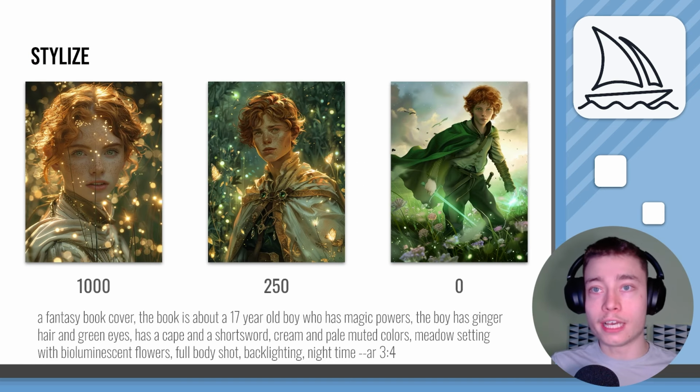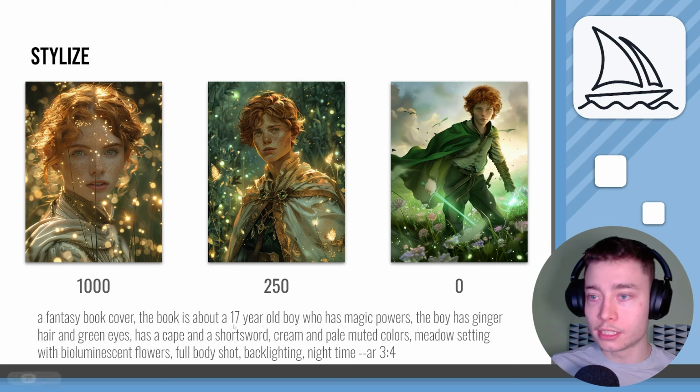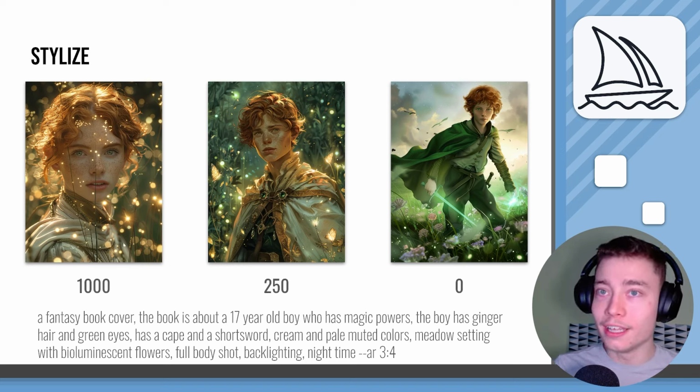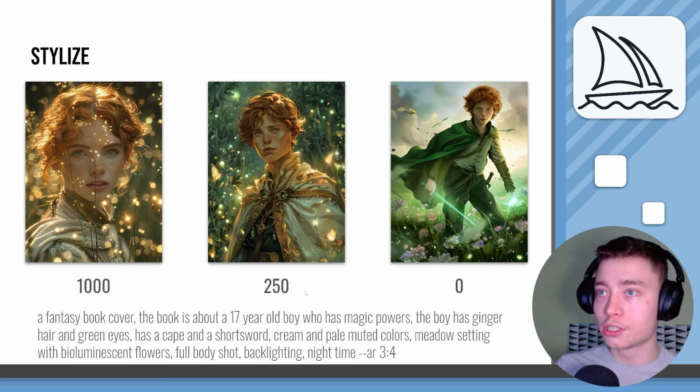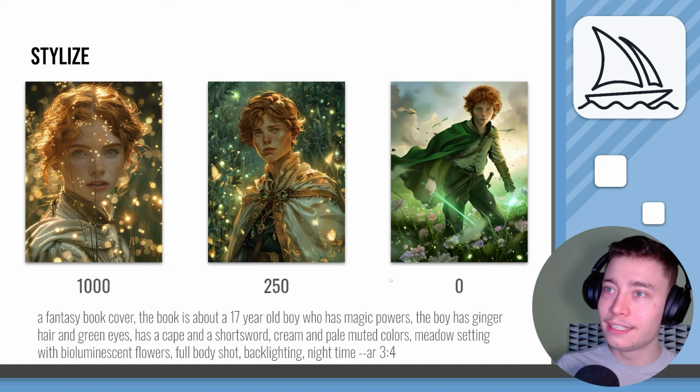Here is an example of the stylized, as I mentioned. You see this is the prompt below, and on 1000 it's super aesthetic, it's super Midjourney vibes, but it's not as close to the prompt. So you can see 17-year-old boy, and this honestly looks like a girl. So yeah, 250 produces really solid results. It's a boy, and it still has that aesthetic vibe. And prompt 0 is the closest to the prompt, but it doesn't look that good.